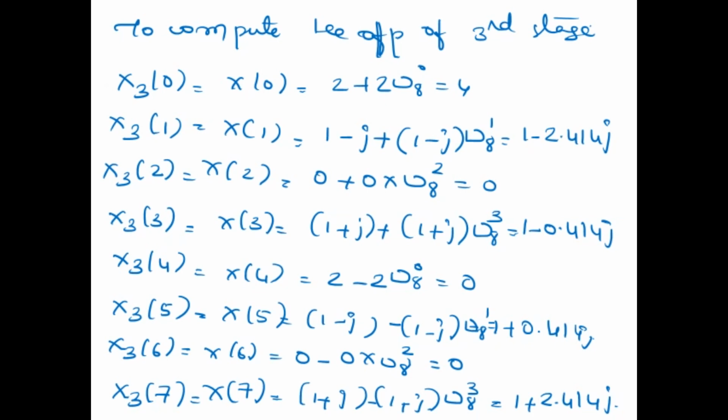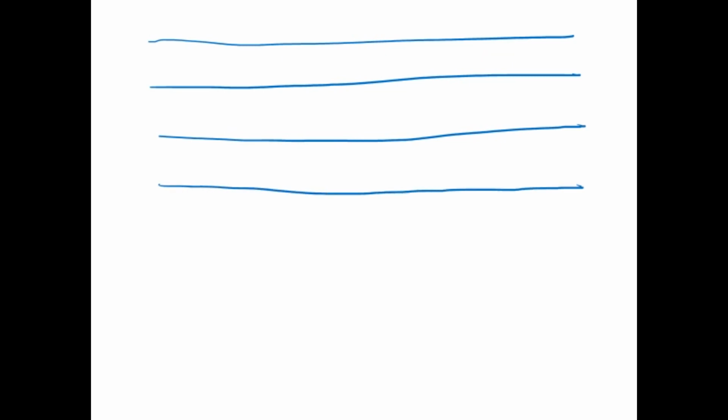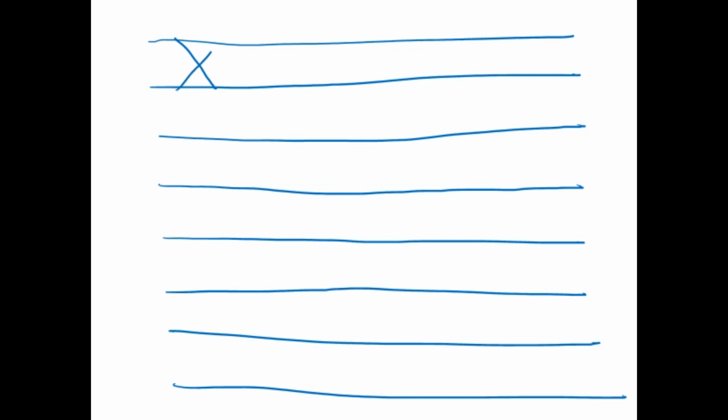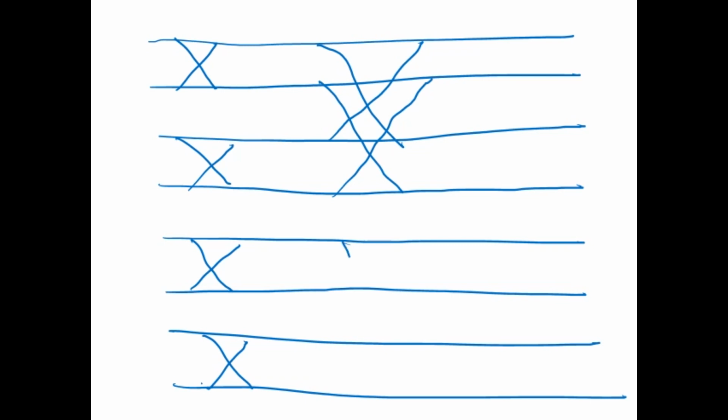This is the answer for the given problem. Let us write the block diagram for the given problem, the butterfly diagram. Already we found the values for all the three stages and we have to write them in the butterfly diagram. This is for the first stage, this is for the second stage, this is for the third stage.